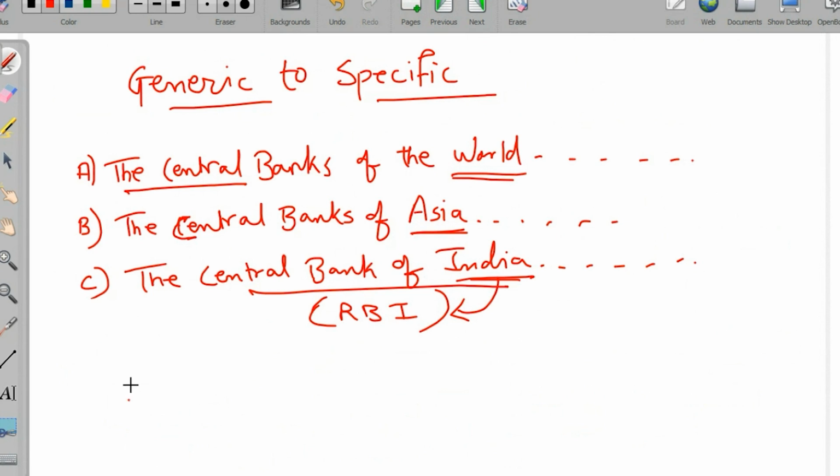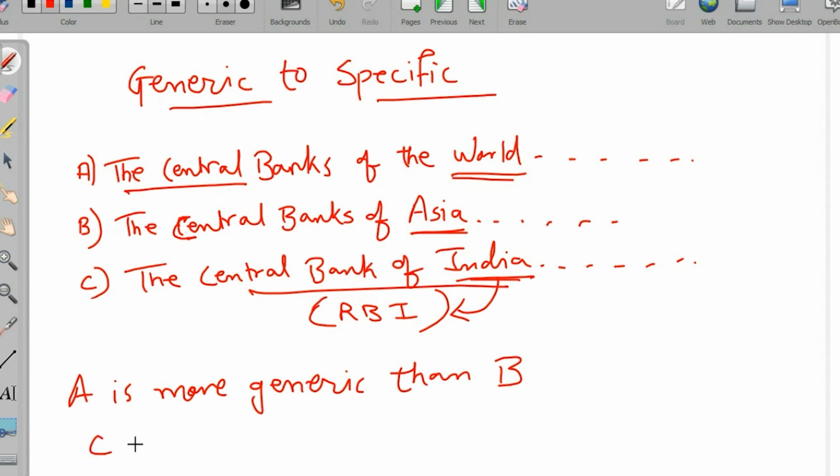So A is more generic, isn't it? A is more generic than B. It is more general than B. And statement C is specific. Why specific? Because it is talking about RBI, the Central Bank of India. So out of the given three statements, A is more generic than B, and statement C is directly specific because it is naming a bank.